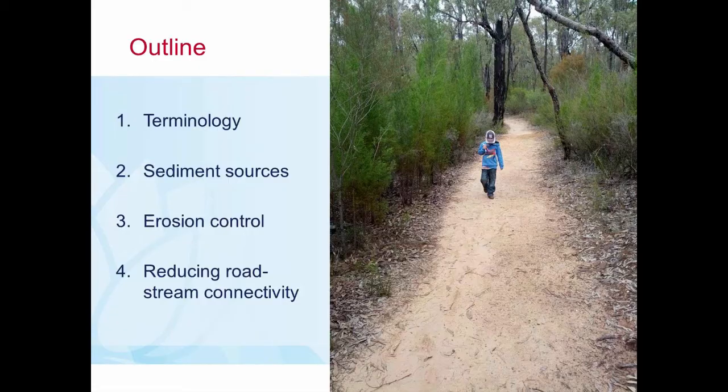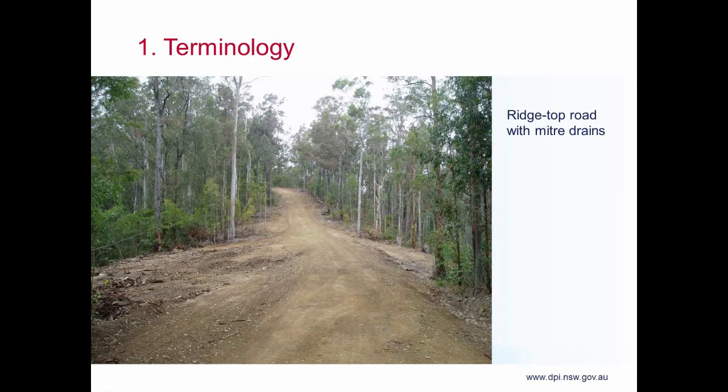Moving on to terminology, there are two types of roads that I really want to talk about today. The first one is ridgetop roads, and you'll often see these with what we call mitre drains on either side of the road. I'll show one of those a bit later on. If you're going to build new roads, we recommend trying to locate them on ridge tops, because that keeps them well away from waterways. They're usually of lower slope, and for reasons that I'll explain later, they're probably the most desirable in the landscape.